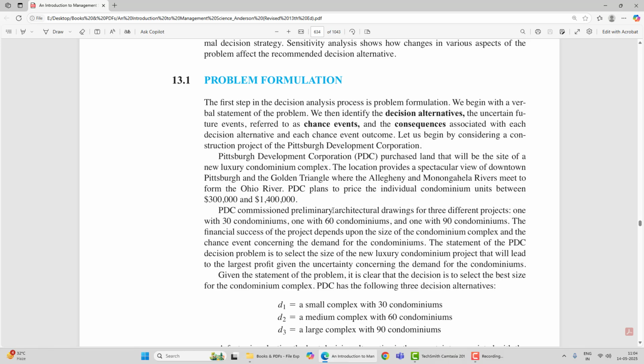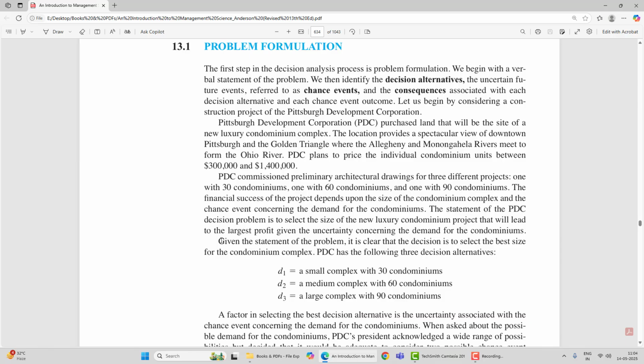So this entire cycle keeps on happening in organizations. To understand this decision analysis, we are going to use this particular example from the book. I am on page 634.